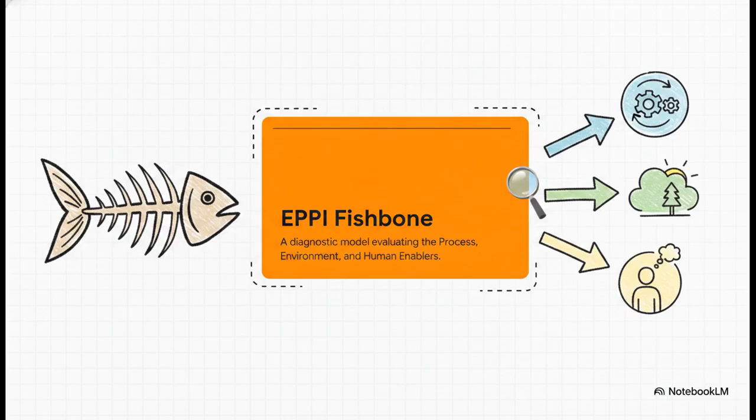To find the real culprit, we use the EPPI fishbone diagram. This combines Thomas F. Gilbert's behavior engineering model with the Ishikawa diagram. It forces us to evaluate 3 distinct areas, in order.